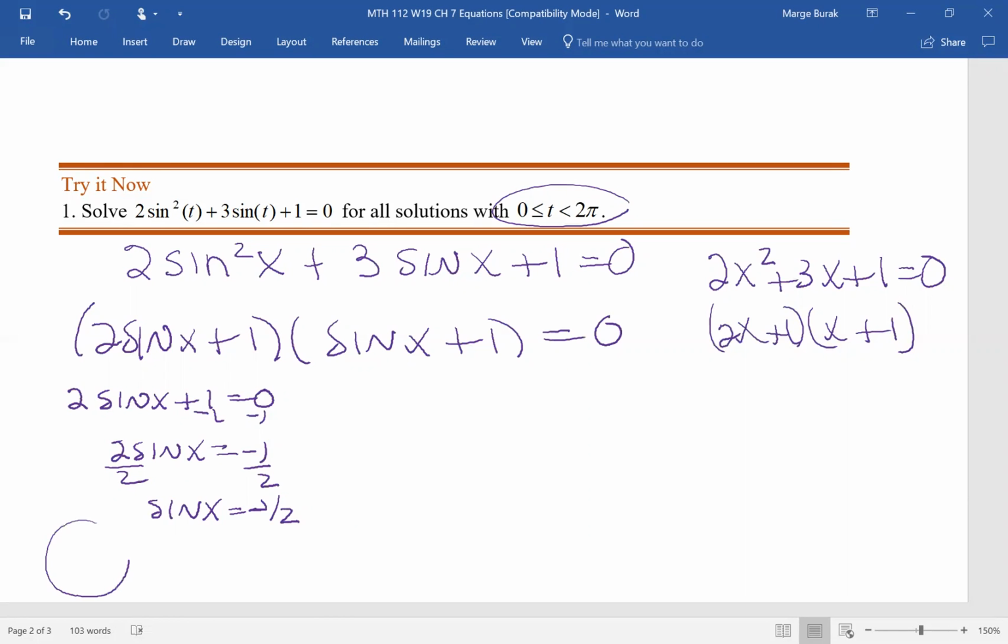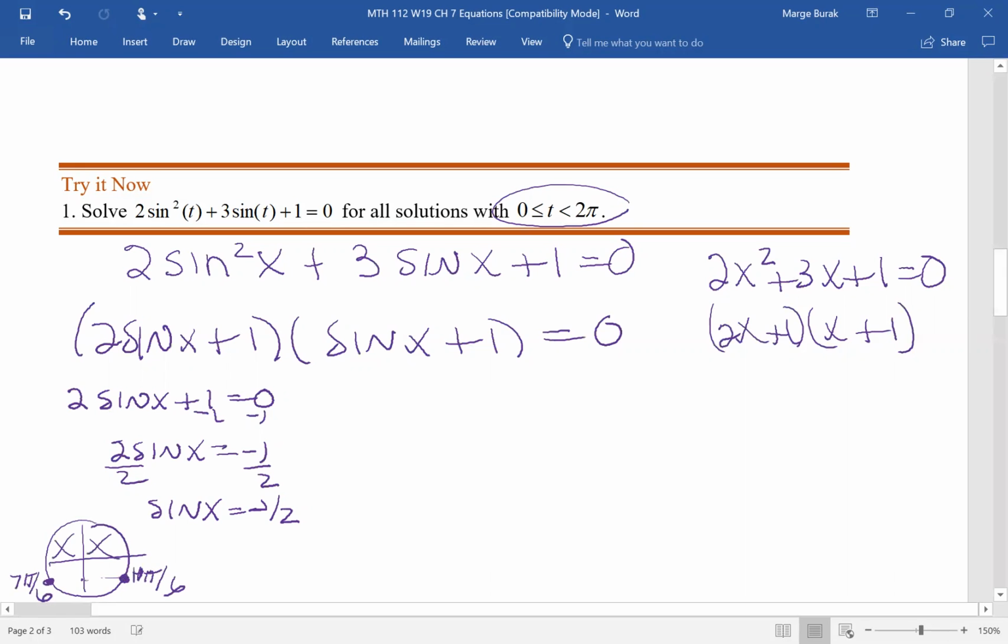Okay, and we'll look at our unit circle. Signs are negative in the 2 lower quadrants, and 1/2 is my short here. So I'll be out here and here. It looks like 11 pi over 6 and 7 pi over 6.